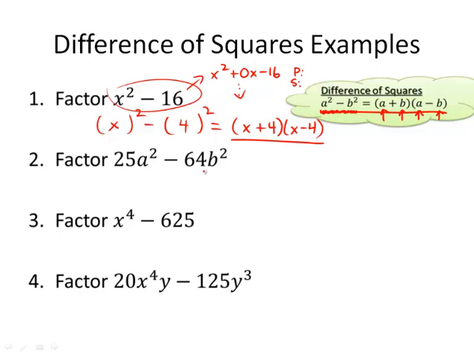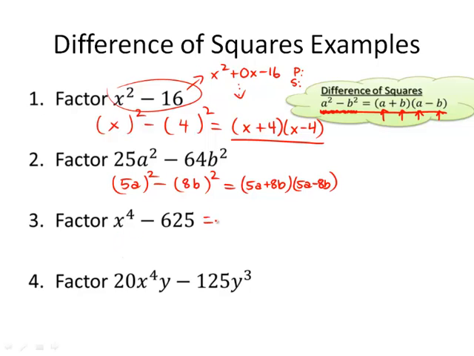So here we got some bigger numbers. So all we need to do is notice we have two terms. They're both perfect squares. This one's 5a all squared and this one is 8b all squared. That leaves us with a difference of squares. 5a plus 8b, 5a minus 8b.